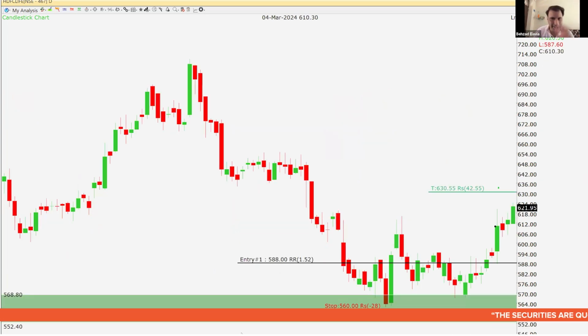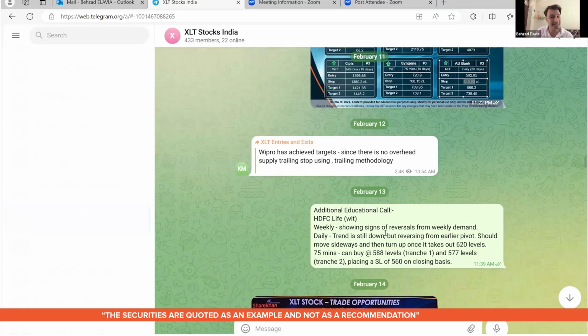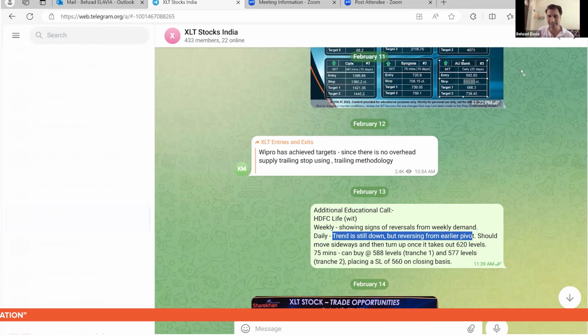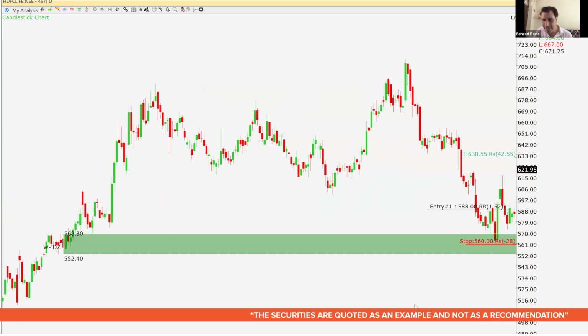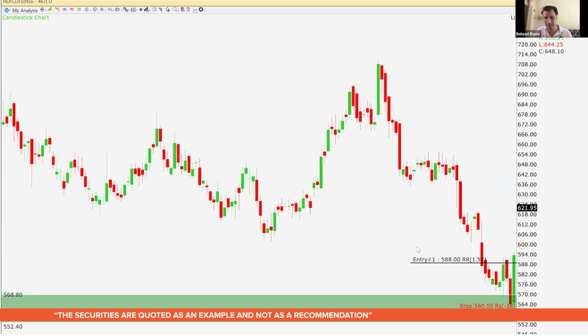So when I go on to the daily chart, now look what I've written over here on the daily chart. The trend is still down, but reversing from the earlier pivot. Okay, which means I'm trying to understand कि एक बार एक pivot आ जाता है like this. No doubt about it. The trend over here is down, absolutely down. Okay, so this particular pivot was created on 6th February. Call है हमारा 13th February का. So this pivot is created. Now, point to be noted is the trend is solid down.